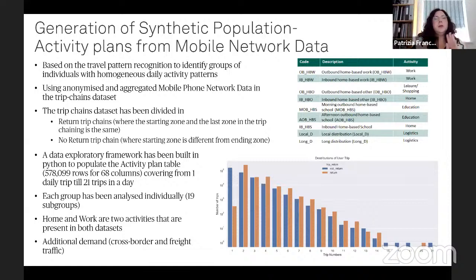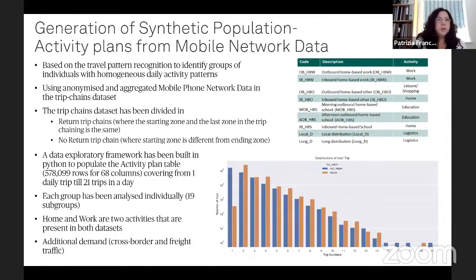In doing this, first of all, we divided the sample into different subgroups, obtaining homogeneous daily activity patterns. This is done through high level characteristics, in this case the number of trips that every single individual made in one day. So we have from one, which is basically either the outbound and the inbound or the internal trips, which are not properly captured, the short trips from mobile network data, up to 21 trips in one day. We divided those into return and non-return trips. For non-return trips we can't say anything really, but some of them are actually local trips. So 20% of them are actually short trips, which have not been properly marked by the mobile network data.